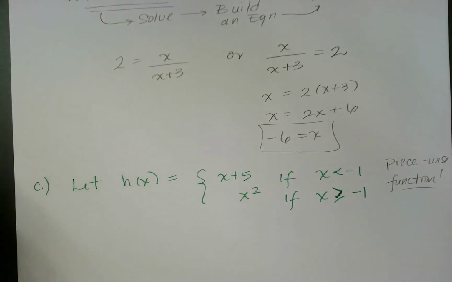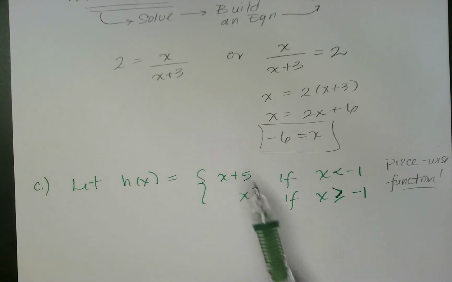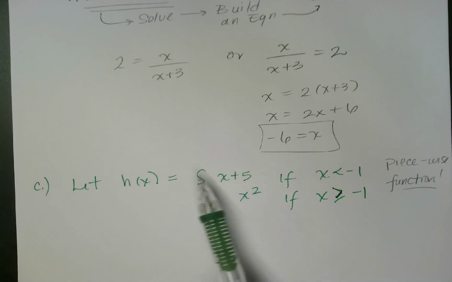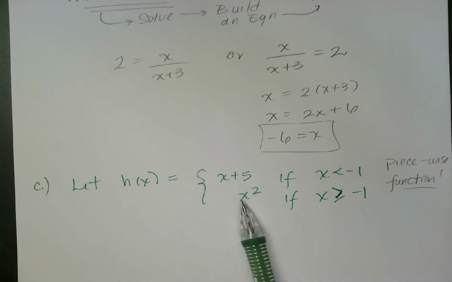Okay, that's a piecewise function. It's broken up into two different parts. Next week, when we start talking about this more, you're going to get used to identifying those pieces. This is a linear function, x plus 5, that's y equals mx plus b. And the other is quadratic.